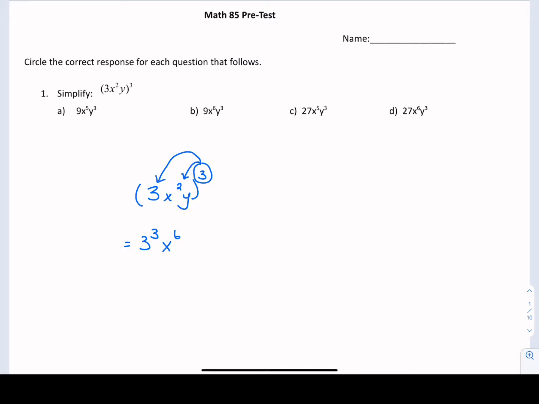Now that power of 3 also applies to that sneaky little y. y is currently being raised to the power of 1. So once again, 1 times 3 gives us an overall power of 3.